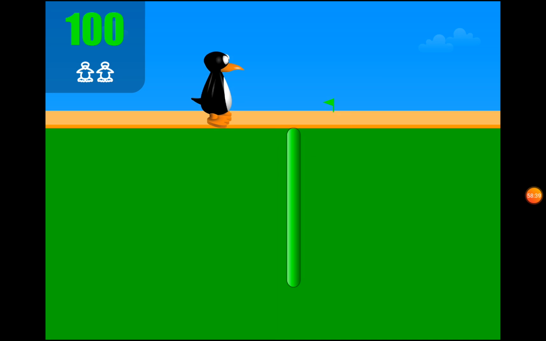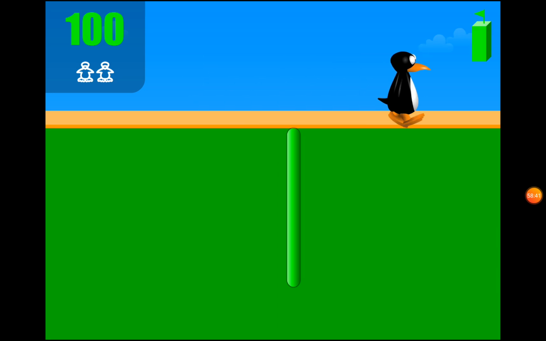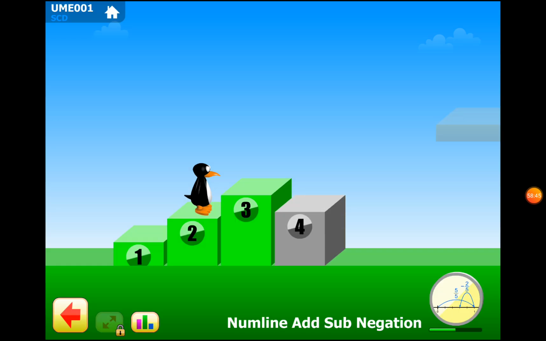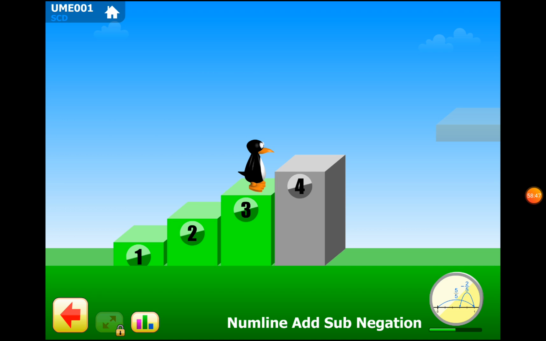We completed another level. Level 4. See, it's turning like darker and lighter.